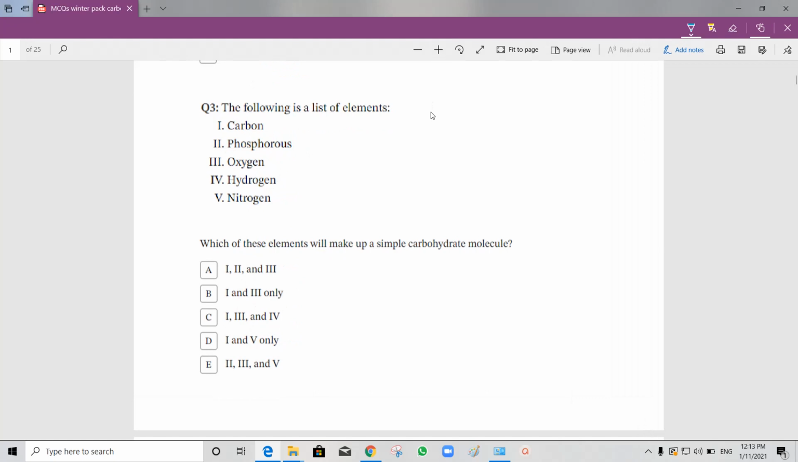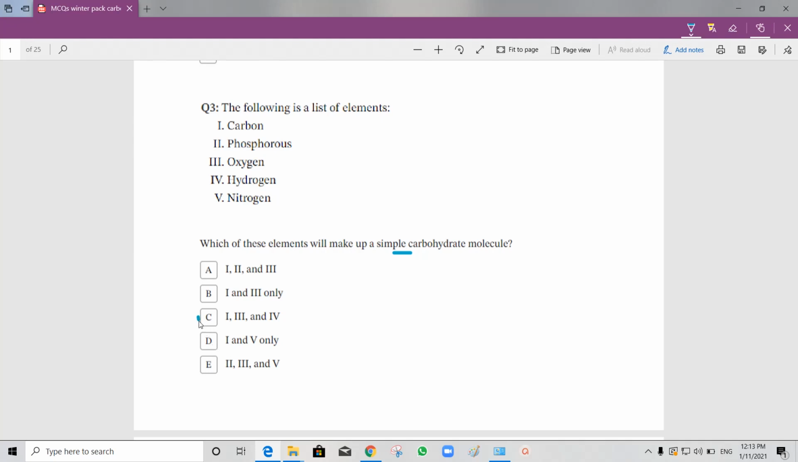The following is a list of elements: carbon, phosphorus, oxygen, hydrogen, and nitrogen. Which of these elements will make up a simple carbohydrate molecule? So what do you think are the elements that make carbohydrate? What do you think? We will choose A, B, C, D, or E. Yes, the correct answer will be C.